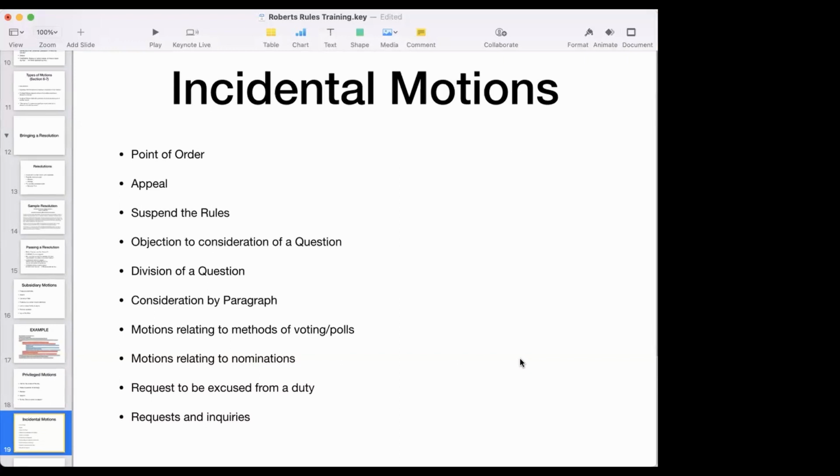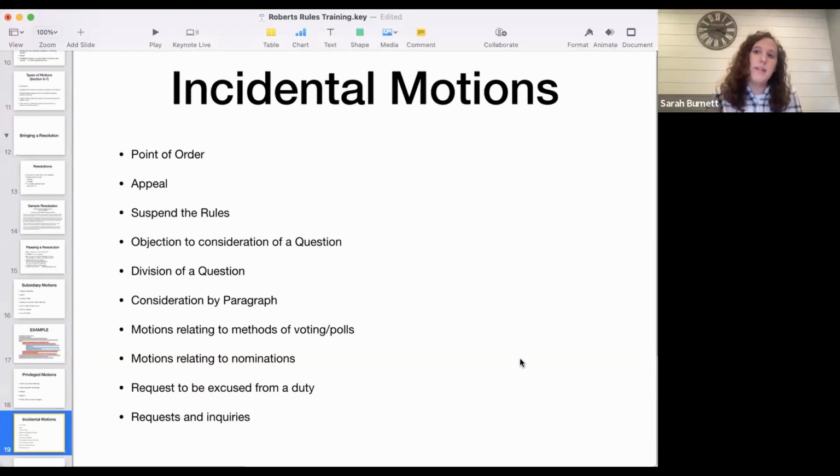I appeal the decision of the chair. And if you appeal the decision of the chair, the assembly then votes if they agree with you or if they agree with the chairman. The wording is, shall the decision of the chair be sustained? So if you vote yes, you vote with the chairman. If you vote no, you vote against the chairman. This is very helpful to use to make sure that the rights of members are not violated. So that's point of order and appeal.